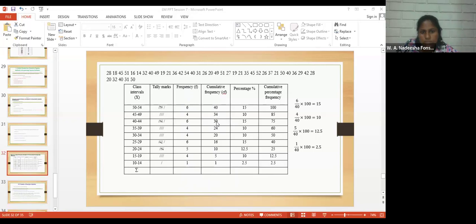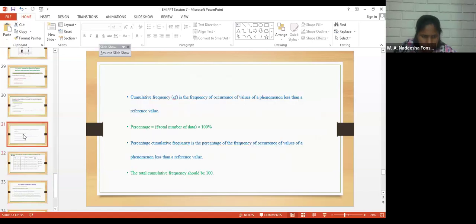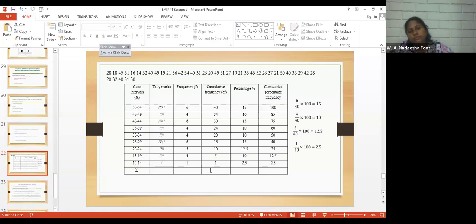Here, if we take 30, 30 means there are 30 students who took below 44 marks. Below 44 marks. That is why, in the previous slide, cumulative frequency is the occurrence of values of a phenomenon less than a reference value, less than. That is why we have to go from the lowest class interval to the upper intervals.